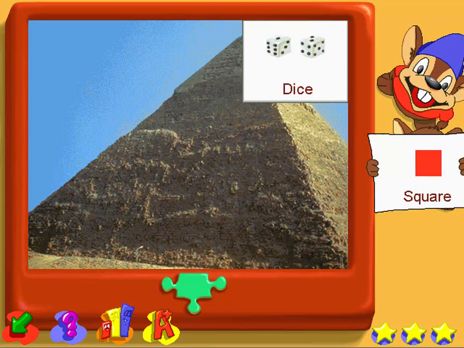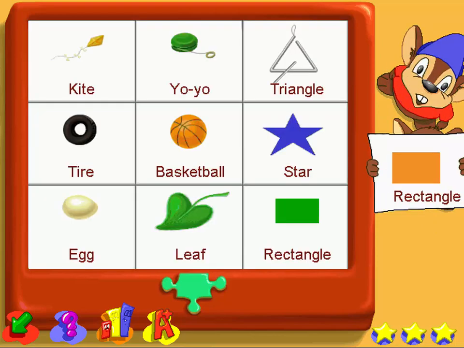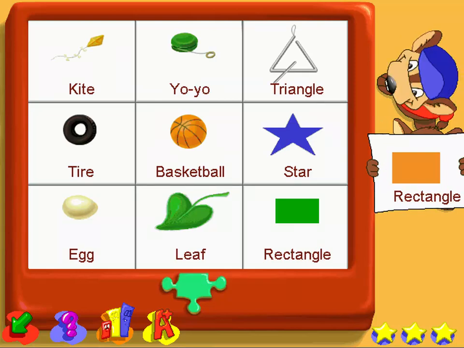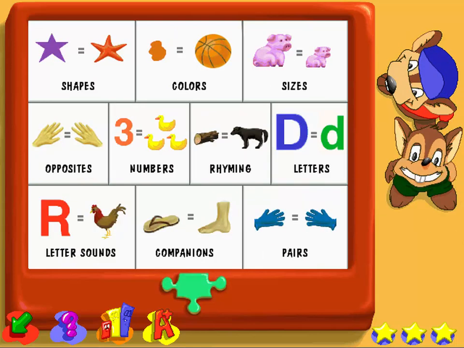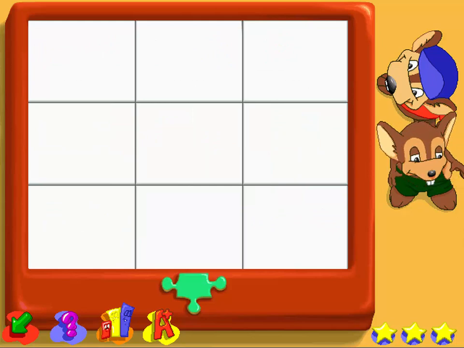Find the object that looks most like a square. Dice. Excellent job! Now we can see the picture underneath. Find the object that looks most like a rectangle. Just click on the puzzle you'd like to play. Let's learn about sizes.